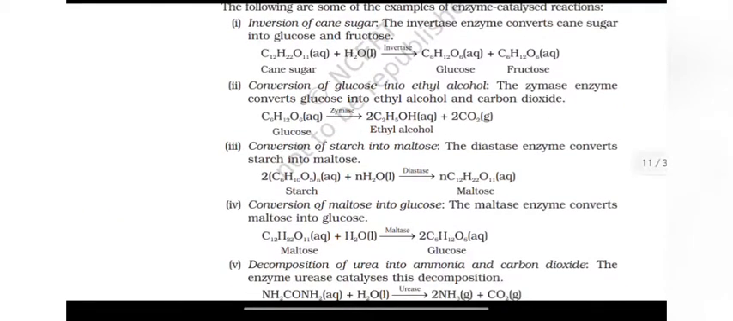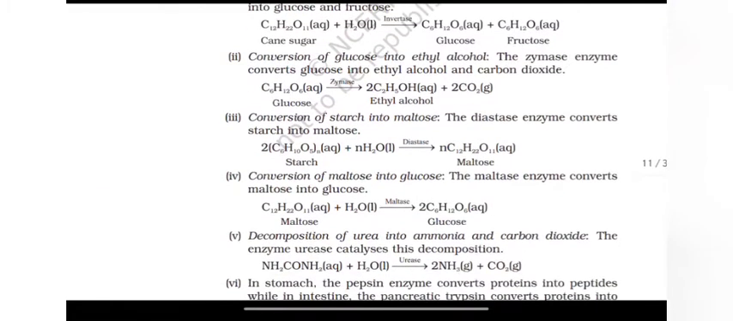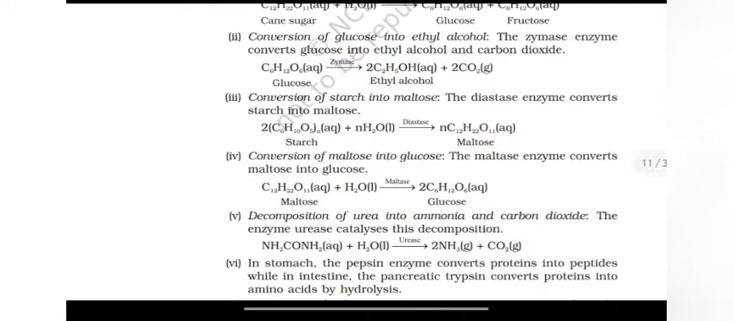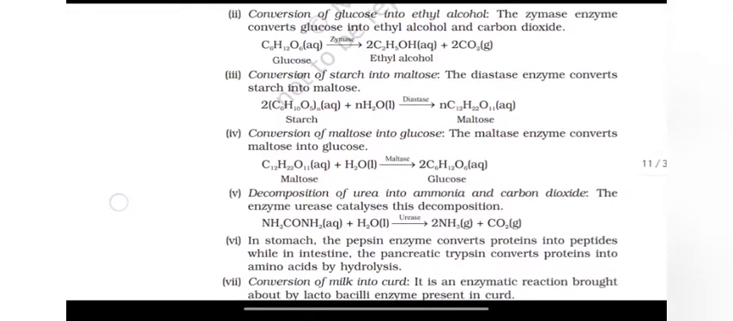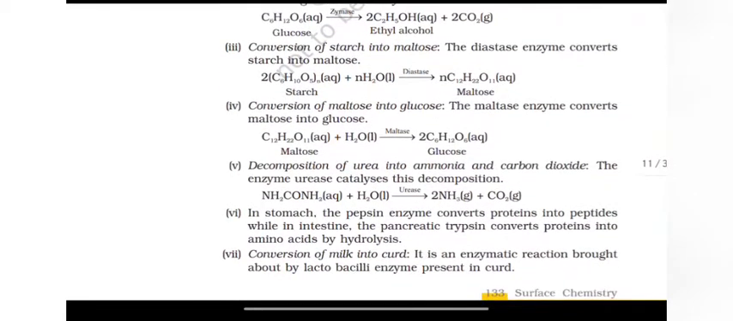The following are examples of enzyme catalyzed reactions. Inversion of cane sugar: the invertase enzyme converts cane sugar into glucose and fructose. Conversion of glucose into alcohol: the zymase enzyme converts glucose into ethyl alcohol and carbon dioxide. Conversion of starch into maltose: the diastase enzyme converts starch into maltose.